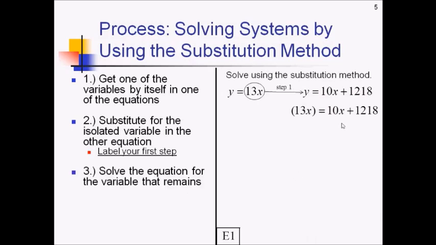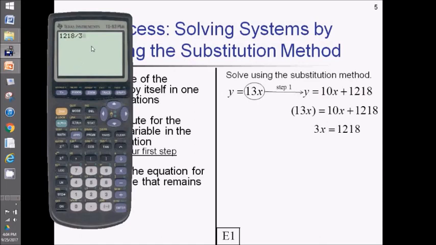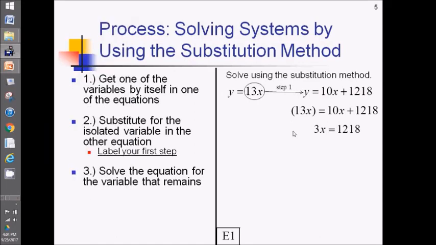Note that when we substituted for y, we no longer have two variables in one equation. We just have a single variable, at least one type of variable. So we can subtract 10x from both sides and then divide by 3. I'm going to use the calculator for this one. So 1218 over 3 is going to give us 406.